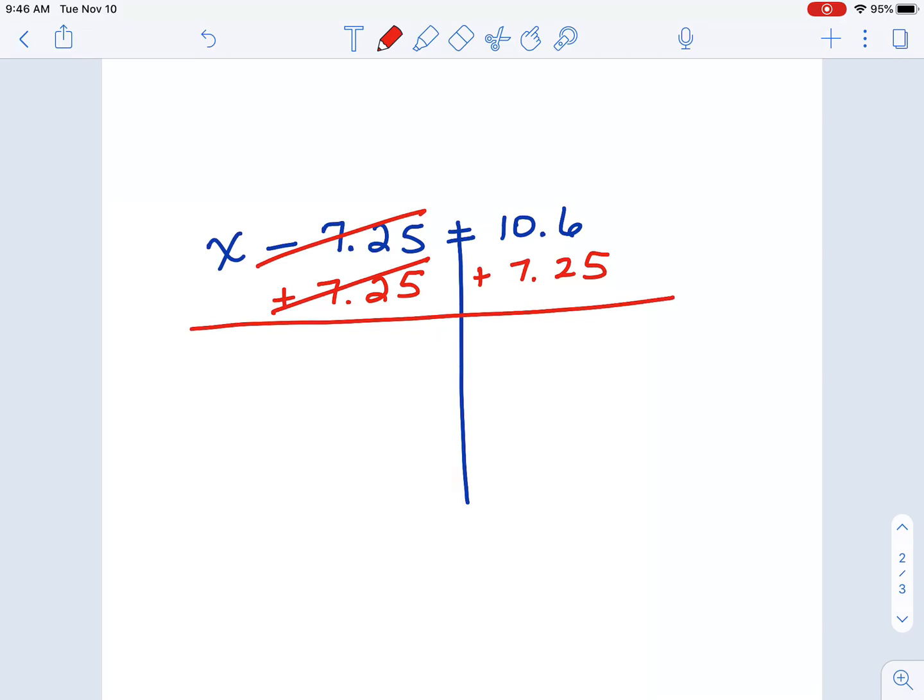These two opposites collide, crash, cancel out, leave me with x by itself. And then on the other side, I add, and I get 17.85, and that is my answer.